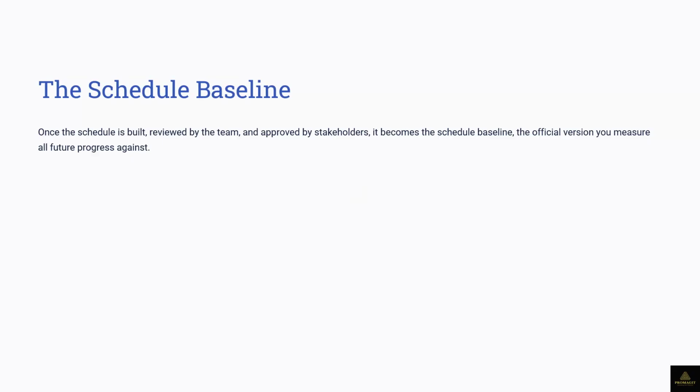We're going to start this day and we're going to end on this day. So basically, that's what becomes the baseline. So we have the schedule baseline. We also have what we call the cost baseline.